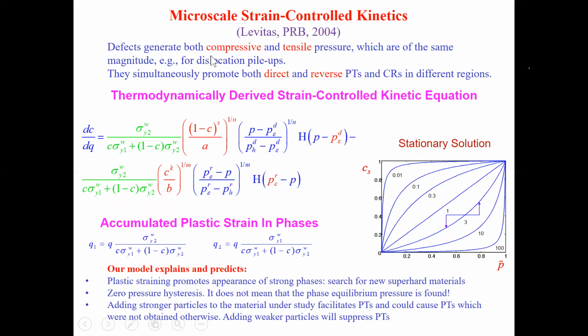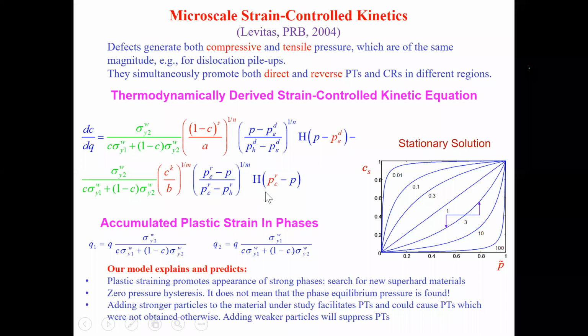And for example, nucleation is barrierless, so there is no need to wait for thermal fluctuations. That is, time is not a parameter. And plastic strain plays the role of a time-like parameter. So the kinetic equation is the derivative of volume fraction of high pressure phase with respect to accumulated plastic strain. Also, dislocation pileups generate both compressive and tensile stresses of the same magnitude, but in different regions. That is why they promote both direct and reverse phase transition in different regions. That is why we have two terms, for direct phase transition and for reverse phase transition.